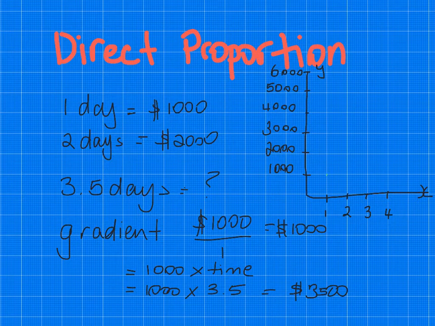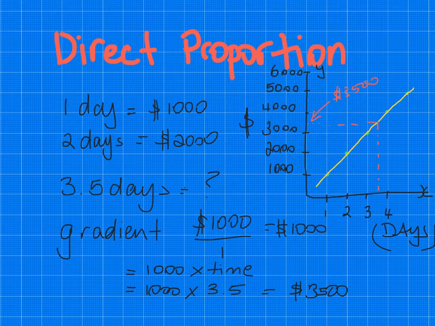Now over on the side here, you can see that I've done a Cartesian plane. I should actually label these up. So this is days, and this is money. If I was to earn $2,000, it would take me 2 days, 3 days, $3,000, and so forth. Now, if I was to draw a straight line through there, we can see that it's a straight line. If I was to go to 3.5 days, you can see right here is $3,500.